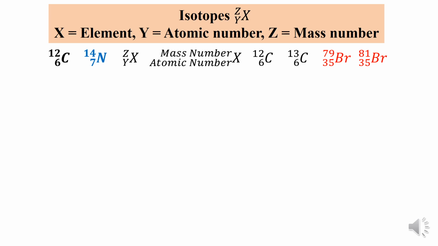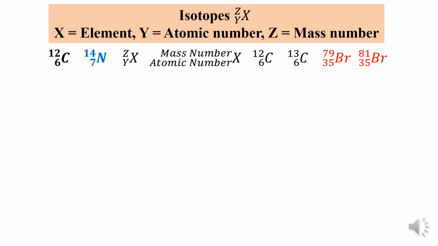But C12 and C13 are isotopes of carbon. Why are they considered isotopes? Because when you compare and contrast these two, you'll find that the atomic numbers match, they are the same, but the mass numbers are different.